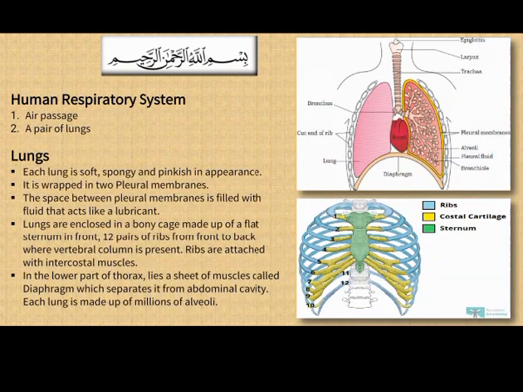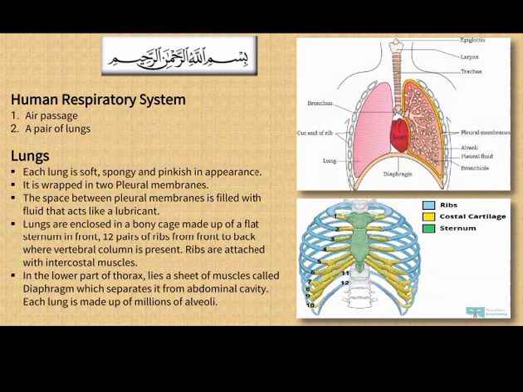So students, we all know that the human respiratory system consists of two parts, the air passage and a pair of lungs. Here on the right of the slide you can see a diagram depicting the human respiratory system, the air passage and a pair of lungs. Each lung is soft, spongy and pinkish in appearance. It is wrapped in two pleural membranes.